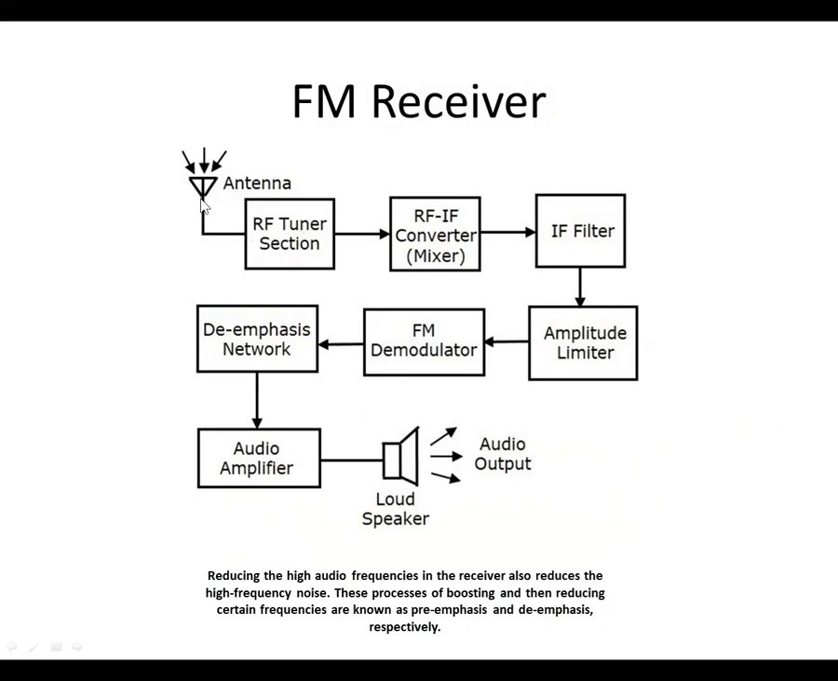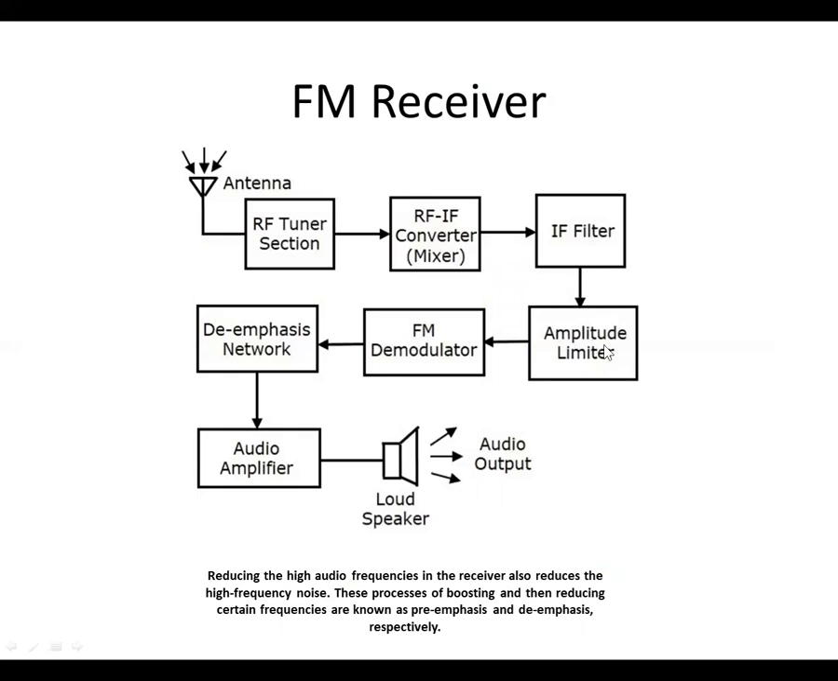The antenna picks up a wide band of frequencies. We use the RF tuner, a filter that will just take a narrow band that we want to listen to. Then we go from an RF to an IF converter with a mixer, which shifts the frequency from whatever the receiving frequency is to what's called an intermediate frequency in the radio for further processing. And we filter that IF signal.